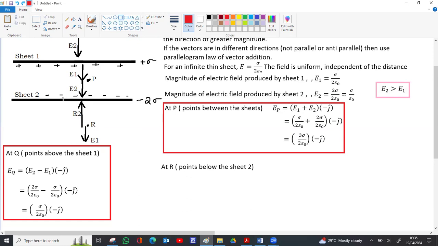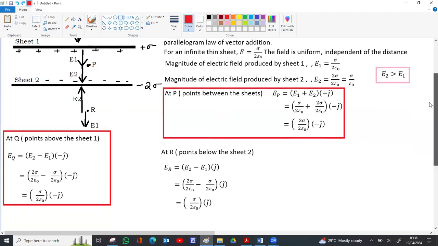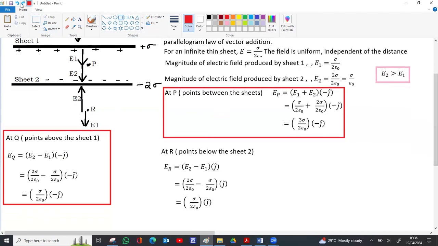The direction for a negative sheet is towards the plate. So below will be towards the plate, meaning upward. Top will be towards the plate, meaning downward. The resultant direction will be j cap. Then E2 and E1 same values, no difference. So you can subtract, it will be sigma by 2 epsilon 0 along j cap. So these are the electric field magnitudes and directions at points P, Q and R.